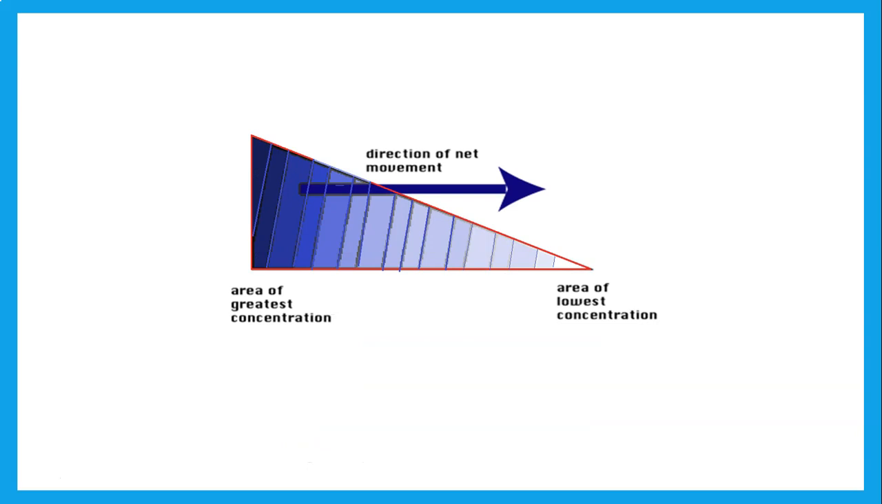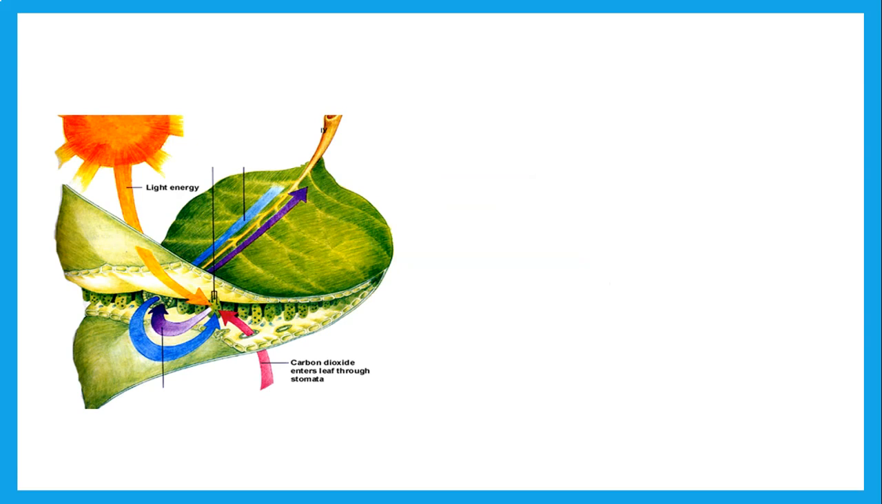Now, that means that where I have lots, that's an area of high concentration. Where I have less, that's an area of low concentration. And this gradual change in concentration from high to low is what we call the concentration gradient. So the particles move down their concentration gradient.